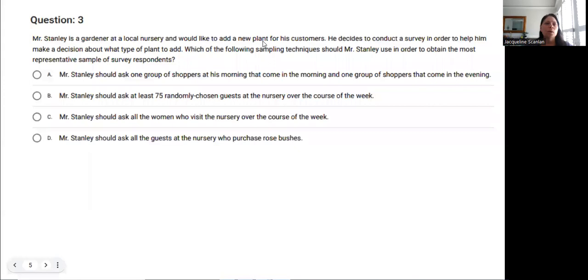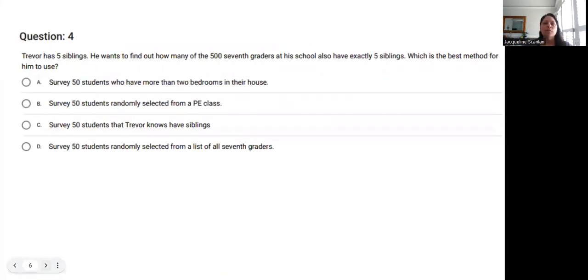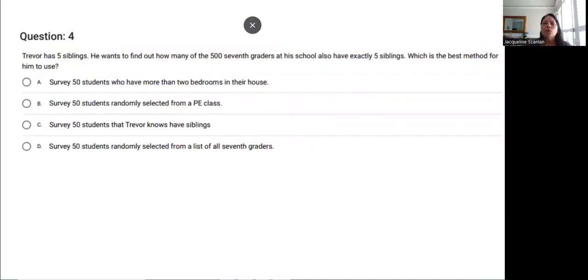All right, moving on to question 4. We're going to eventually start doing some math here, people. So we just haven't gotten there yet. We've been talking a lot about sample spaces and populations. Let's see. Question 4 says Trevor has 5 siblings. He wants to find out how many of the 500 7th graders at his school also have exactly 5 siblings. Which is the best method for him to use? So again, another question about how to obtain a random sample. All right, so we're trying to figure out which ones show bias. And we're going to read our answer choices.